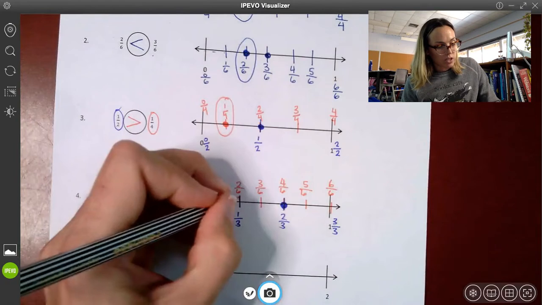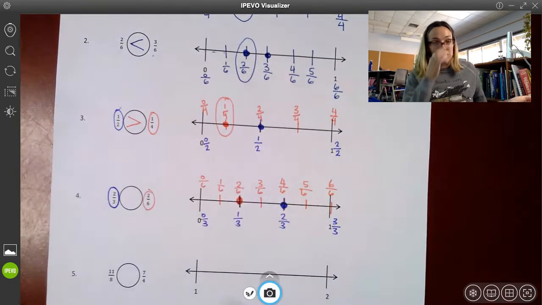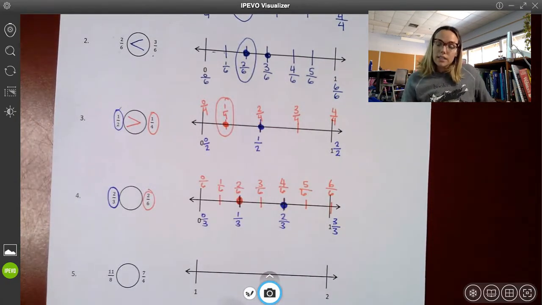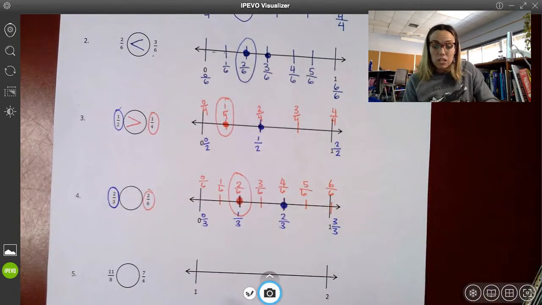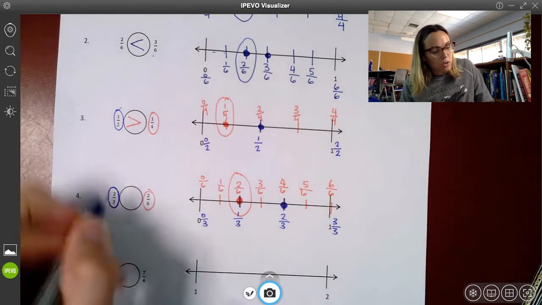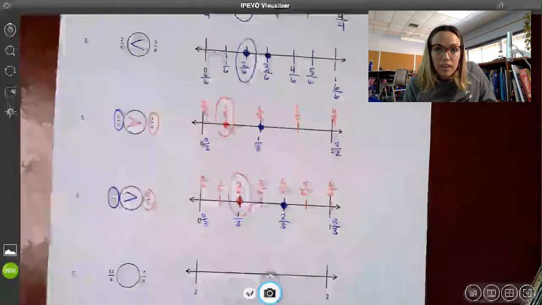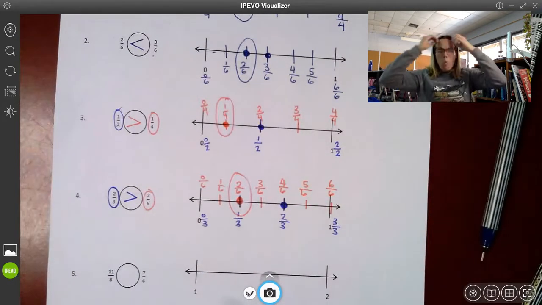And then I want to put a dot so I can figure out where 2/6 is. Which one's closer to 0, ladies and gentlemen? You're right. 2/6 is closer to 0, which shows us that it is smaller in value. So 2/3 is greater than 2/6. What?